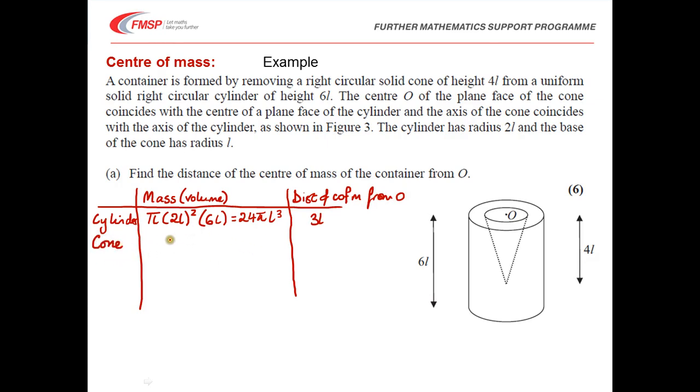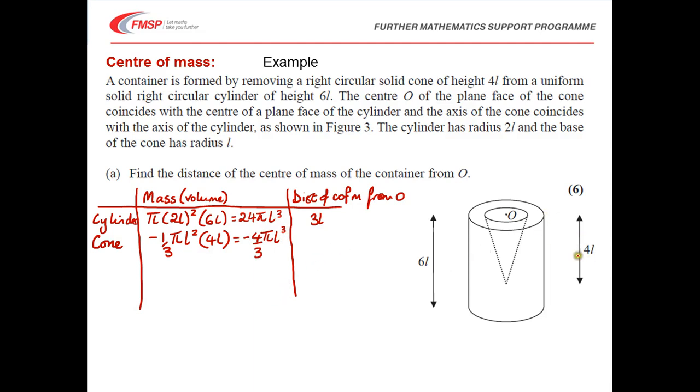The volume of a cone is a third pi r squared h, so in this case a third pi L squared, and then the height of the cone here is 4L. Now I'm actually going to make that negative, which seems like a strange thing to do, but because this cone is being removed from the system, its mass, if you like, counts in the opposite direction from the mass of the cylinder. And if I simplify here, that's going to give me minus 4/3 pi L cubed, which gives you the volume of the cone.